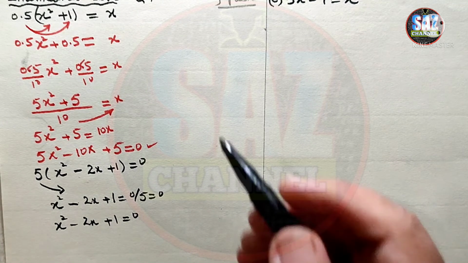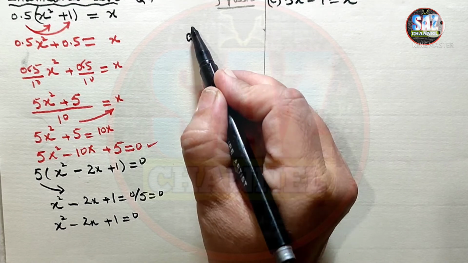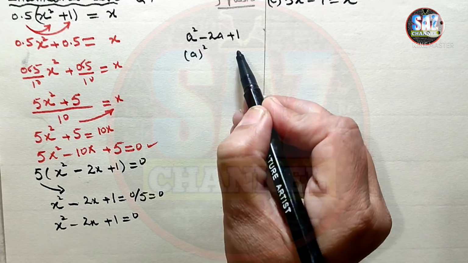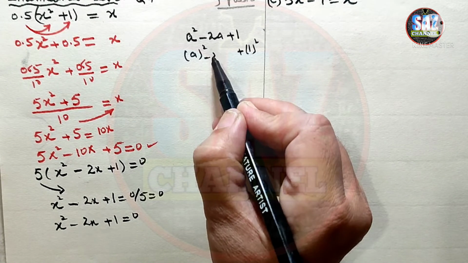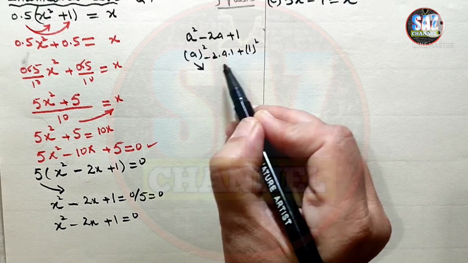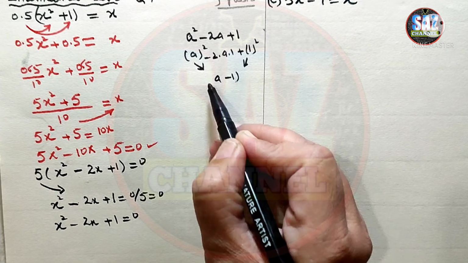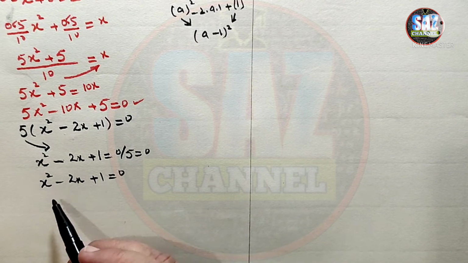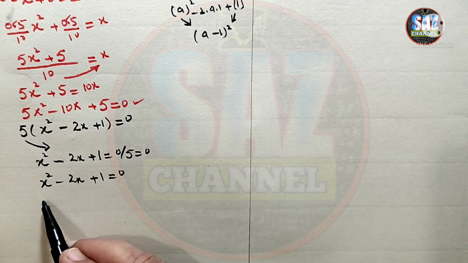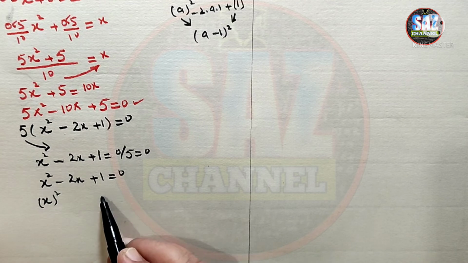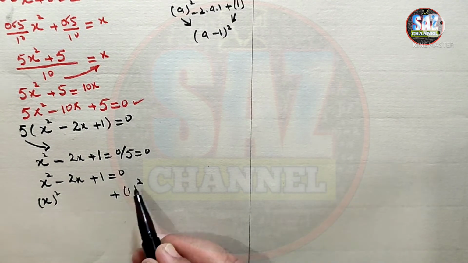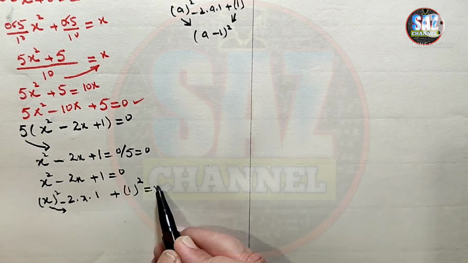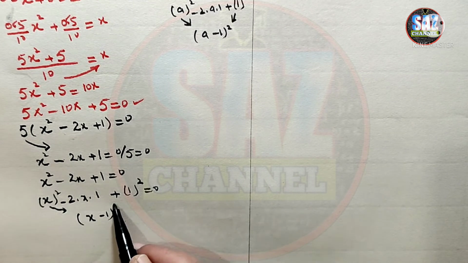If we compare this equation with a square minus 2a plus 1, then it can be written in the form of a whole square plus 1 square minus 2 into a into 1, and this will become a minus 1 whole square. So here, instead of the quadratic formula, I will advise my students that they can go with the identity as well. This will take the form x square plus 1 square minus 2 into x into 1 equals 0, or x minus 1 equals 0.